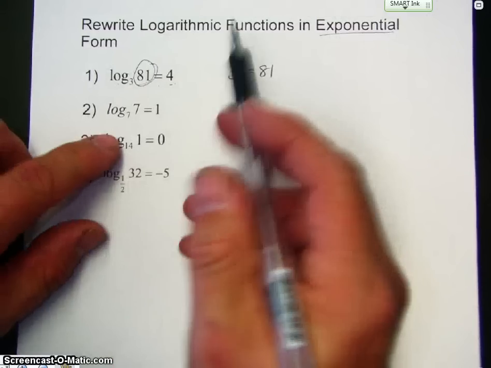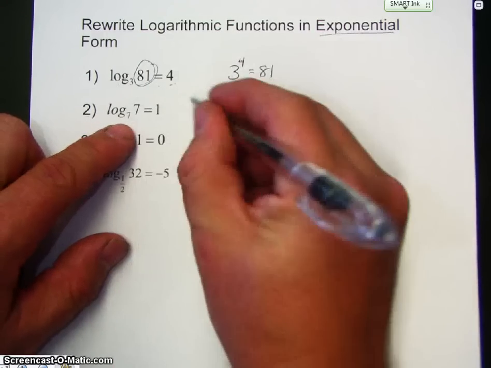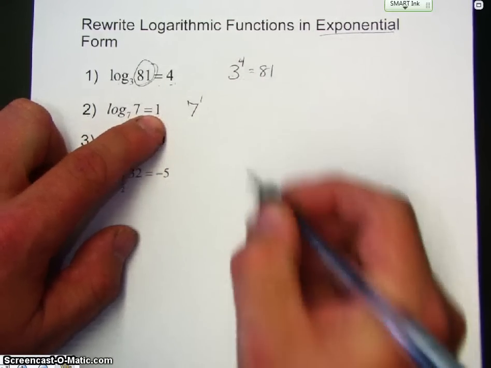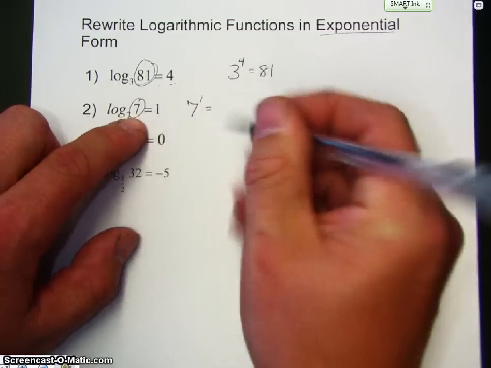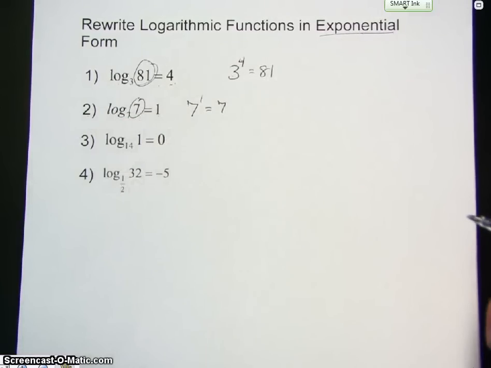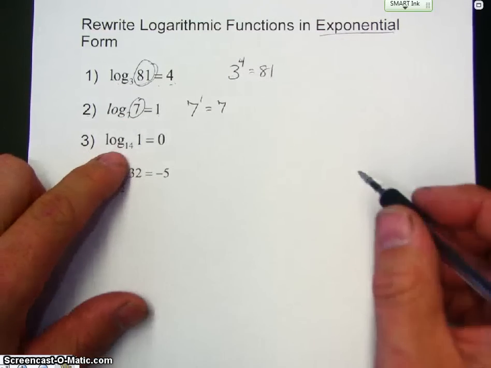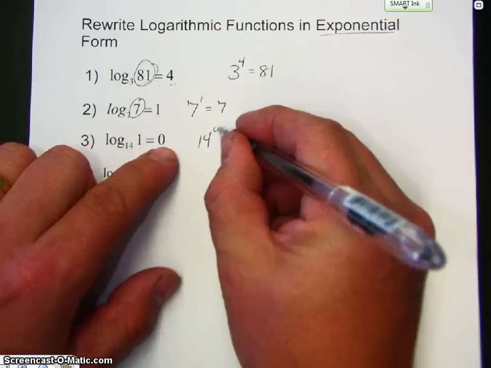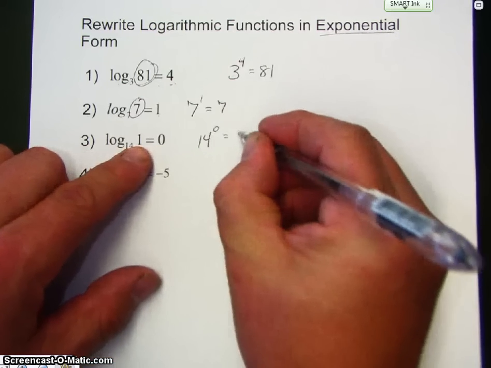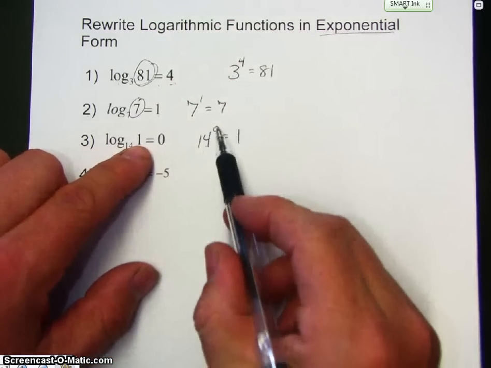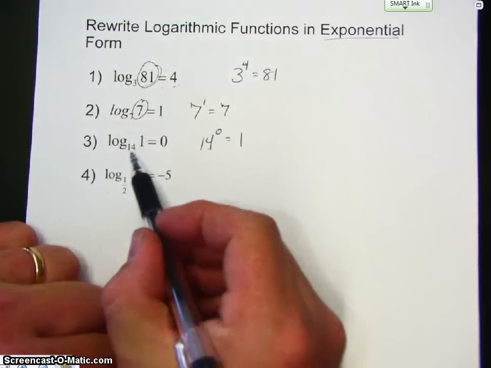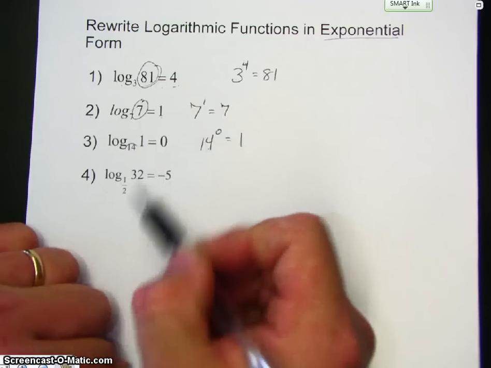Alright, number 2. The base of this log is 7. It's equal to 1, so that's the exponent, and it's equal to 7. The base of number 3 is 14. It's equal to the exponent, so it's 0, and it's equal to 1. Now 14 to the 0 power is 1. Anything to the 0 power is 1. So they could put any number in here if they wanted to, and it would still be the same.